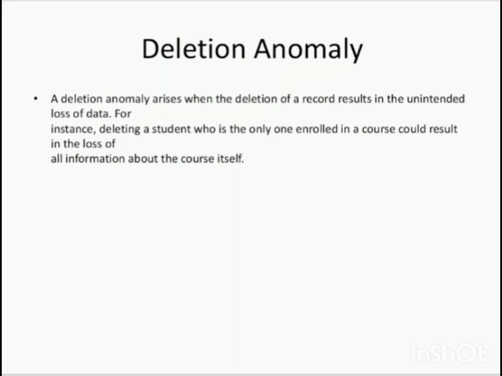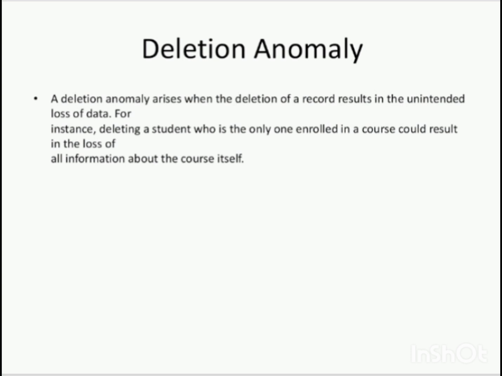Next, deletion anomalies. Deletion anomalies arise when a deletion results in the unintended loss of data. For instance, deleting a student who is the only one enrolled in a course could result in the loss of information about the course itself.